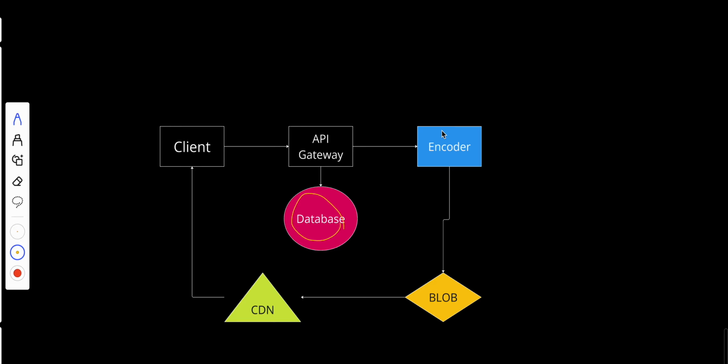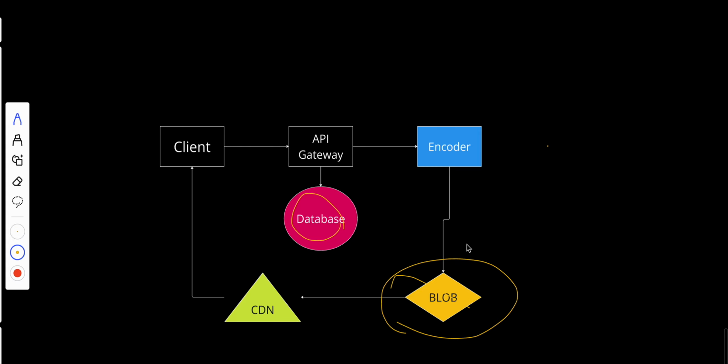After that, we hand the video to the encoder. The raw video file is handed over to the encoder, which compresses it and converts it into multiple resolutions like 1080, 720, and 480. Number four, we store the videos in the blob storage. The processed video files are then saved in blob storage. This ensures the original and encoded files are securely stored.